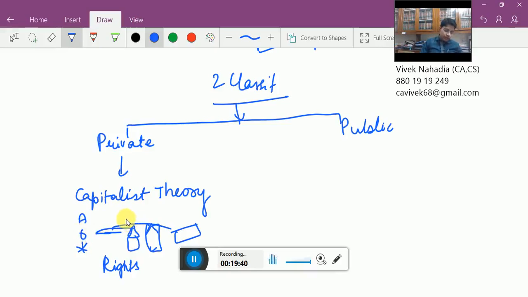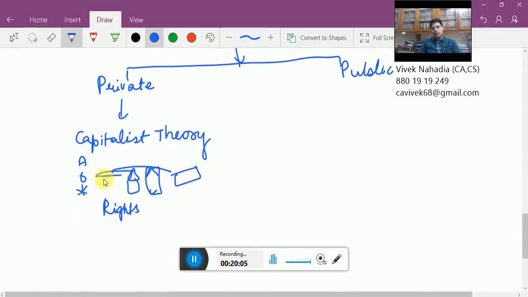In this theory, a few people grow rich and richer, and at the same time, the majority of the population remains poor. The properties are enjoyed by the rich people only. In almost all democratic countries, the capitalist theory has been followed, example USA, UK, Japan, etc.